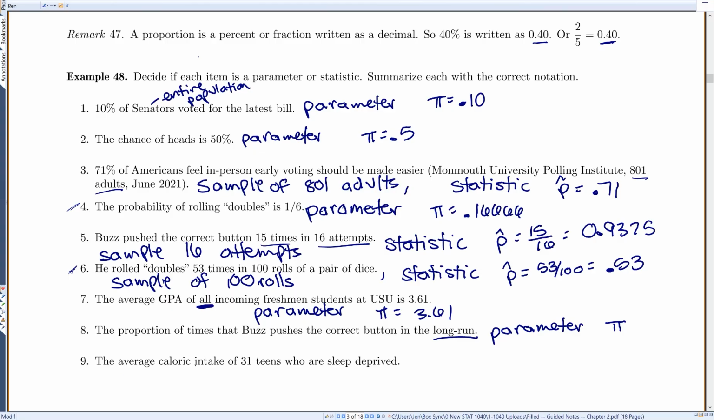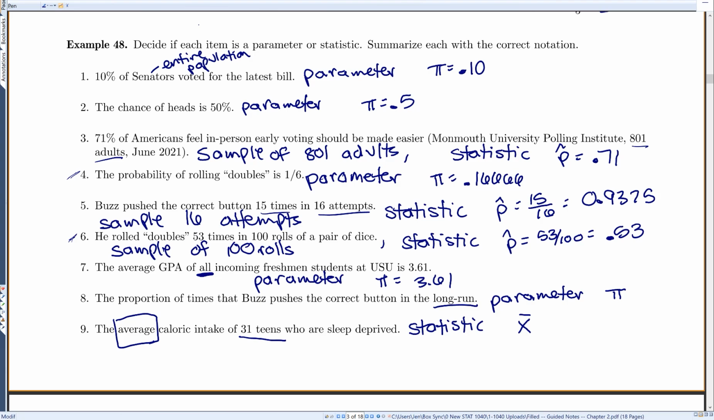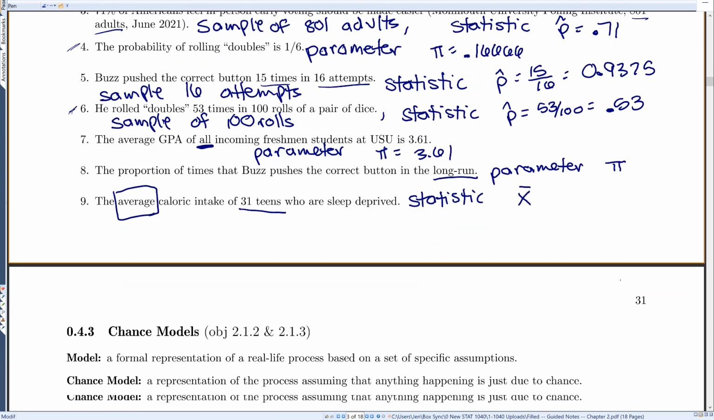Let's see, the average caloric intake of 31 teens who are sleep deprived. 31 teens doesn't sound like all teens in the world, or even in the US, or even in Utah, or even at our college, it sounds like it was just a sample. So I think it's a sample, so I would call it a statistic of p hat equals, oh, no, it talked about average. Okay, and so if you go back to our symbols, when we use average and it's a sample, it's going to be X bar. And it didn't tell me what it is, so we'll just leave it as X bar. Again, we'll do proportions for the next chapter, then we'll learn about doing averages.